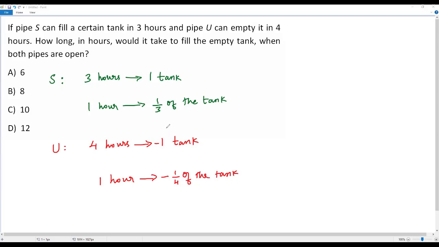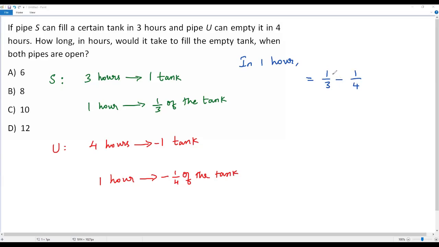Okay, when both the pipes are open, what will happen in just 1 hour? Let me write the stuff over here. In 1 hour, when both the pipes are open, what will happen? To know whether the tank is filled or emptied, we have to add these two quantities, 1/3 and negative 1/4. Let me do it. So 1/3, negative 1/4. Now we have to simplify this subtraction of these two fractions.